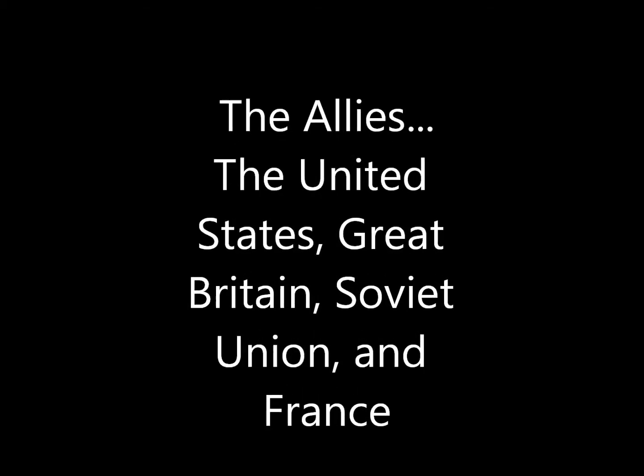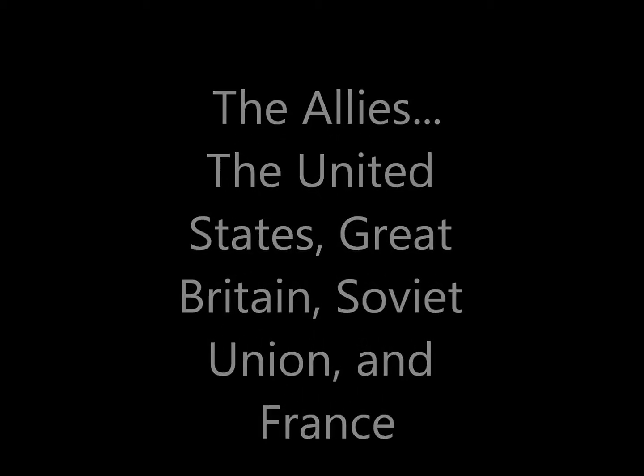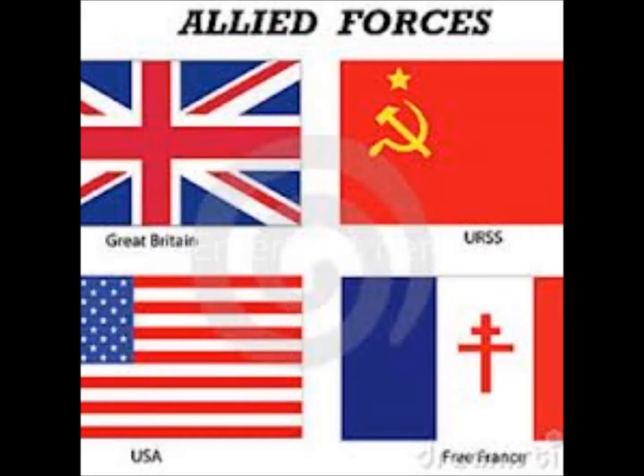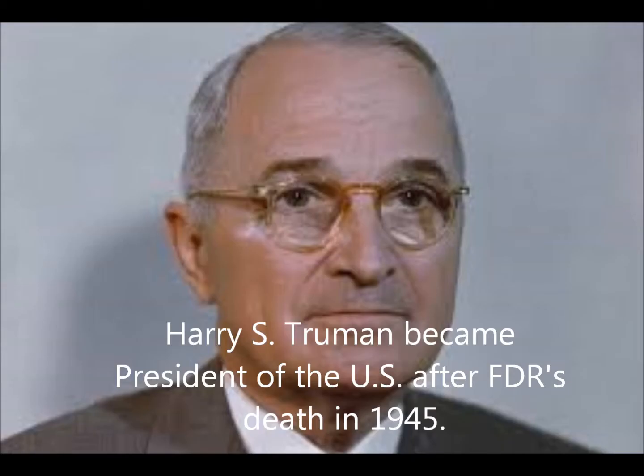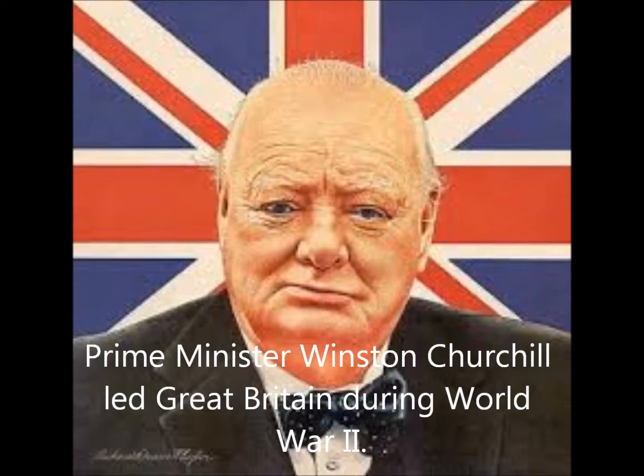And here we go with the Allies: the United States, Great Britain, Soviet Union, and France. And there's the flags right there that represent the four main allies during World War II. Here's Franklin D. Roosevelt, who was president until he died in Warm Springs, Georgia in 1945. There's Harry S. Truman, Roosevelt's vice president, who took over as president after Roosevelt's death. There's Winston Churchill, Prime Minister of Great Britain during World War II.